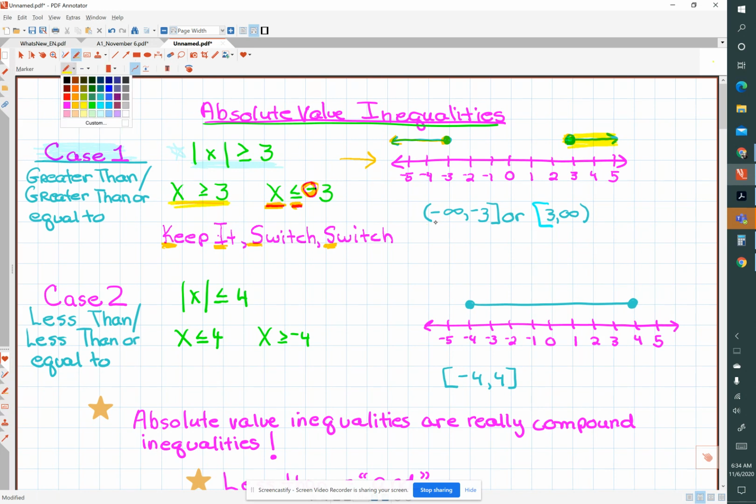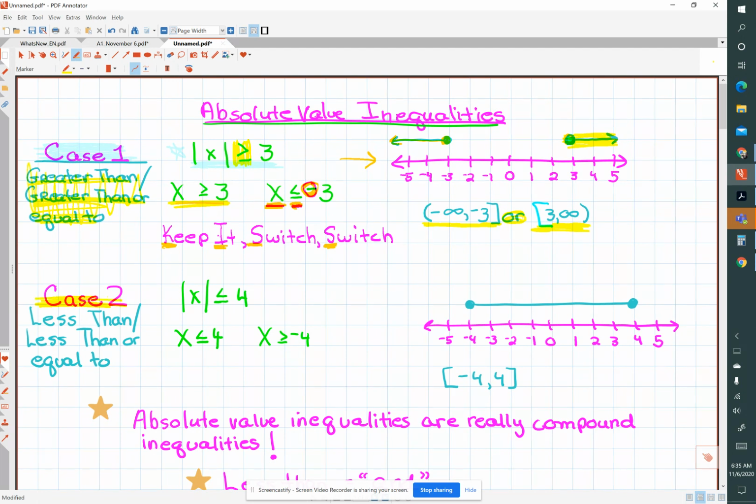So I have my open parenthesis, -infinity, comma, -3, bracket, or bracket 3, comma, infinity, open parenthesis. So that's really it in a nutshell. But those are the greater than or equal to cases. So we'll call those case 1. Okay, so look at the direction of the inequality first.